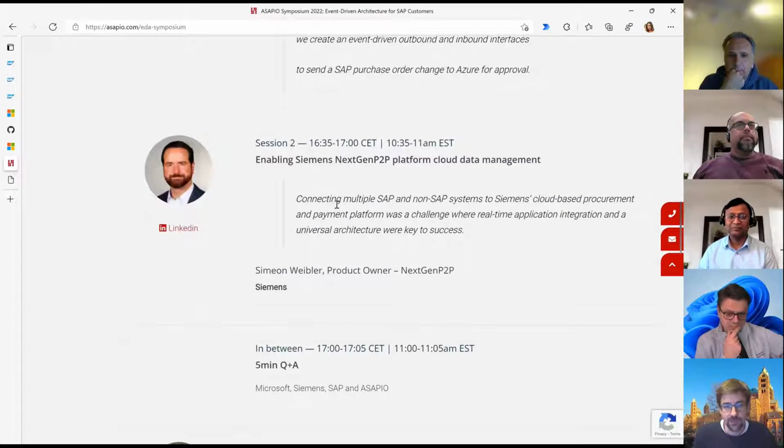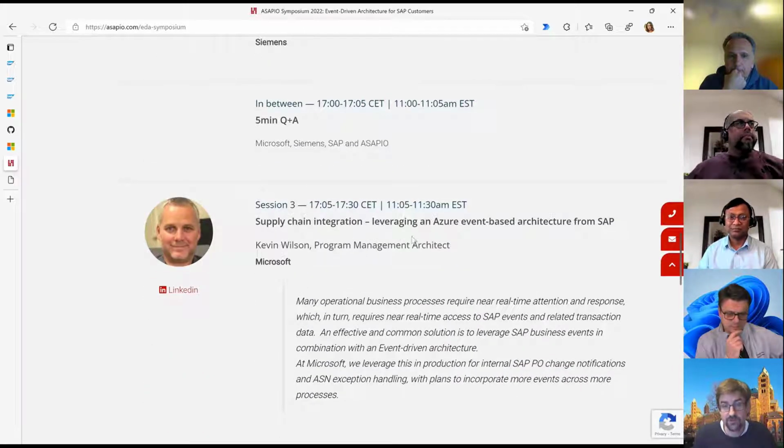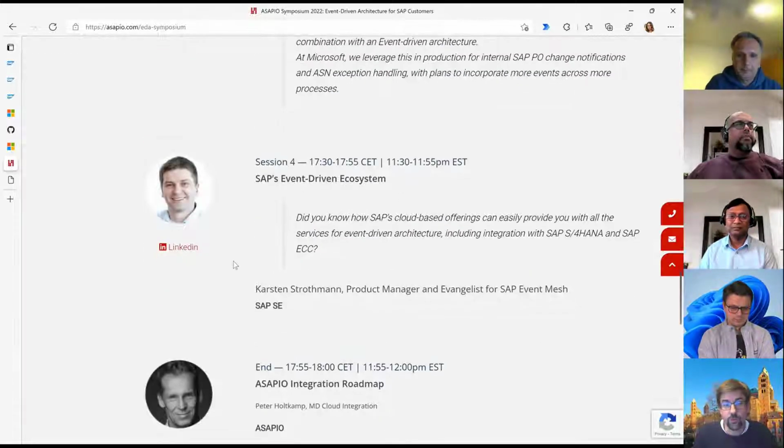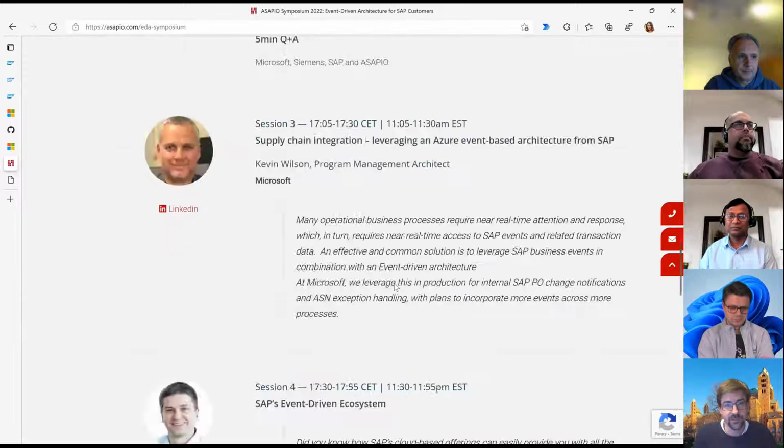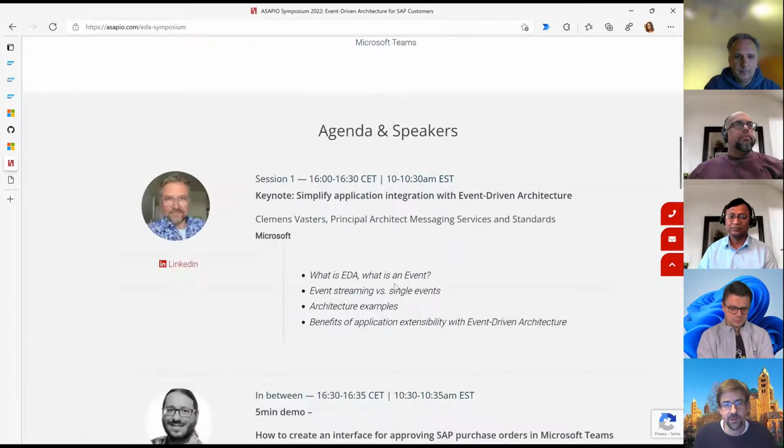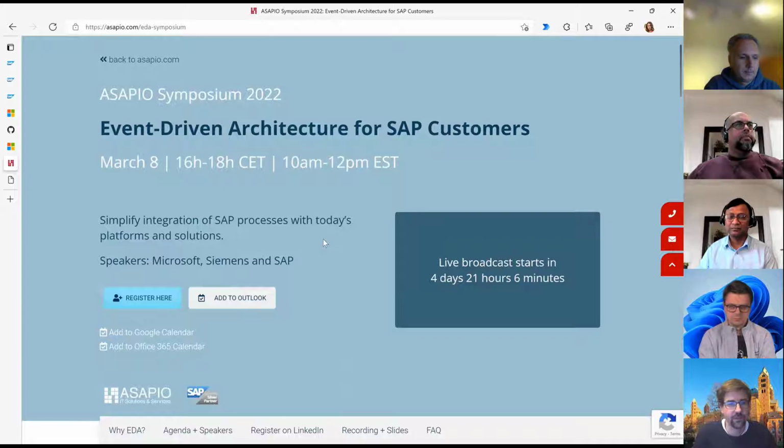Then we have Siemens talking about how they use event-driven architectures in their scenario. Then Kevin Wilson from Microsoft Digital talks about how Microsoft uses event-driven architectures, sending events from an SAP system into Azure, and what we do with these events in Azure. We also have Carsten Strothmann from SAP talking about these integrations. If you have not yet registered, it's a two-hour event, and definitely worth listening in for.